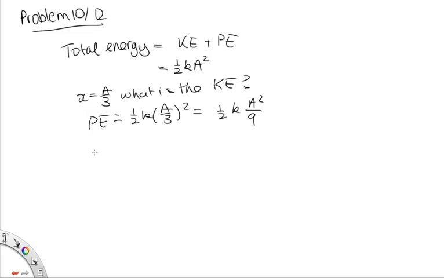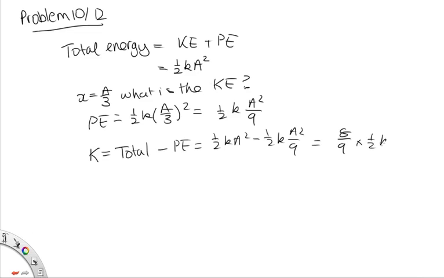And so now we can work out the kinetic energy, which is equal to the total energy minus the potential energy. So the total is a half KA squared minus a half KA squared on 9, which is equal to 8/9 times a half KA squared, or 8/9 times the total energy. So at that point, the kinetic energy is 8/9 of the total energy.